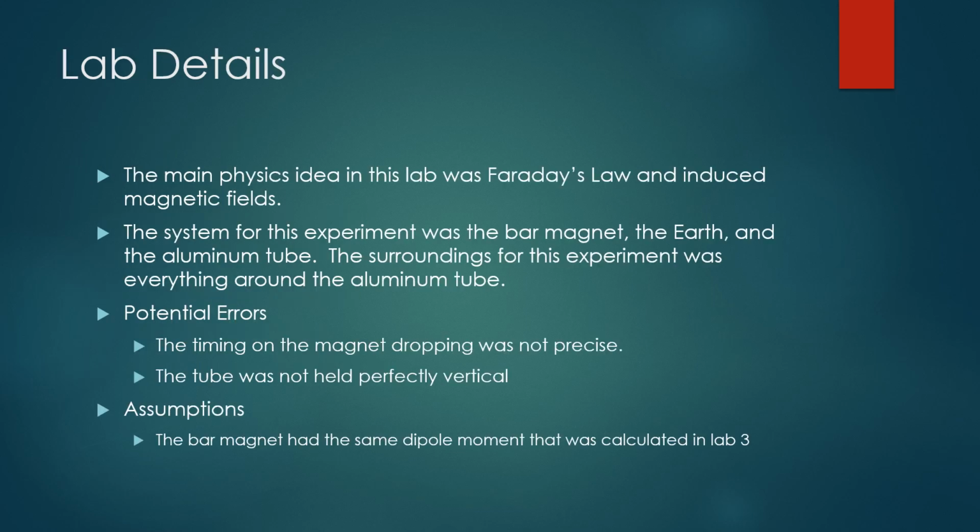The main physics idea in this lab was Faraday's law and induced magnetic fields. The system for this experiment was the bar magnet, the earth, and the aluminum tube. The surroundings for this experiment were everything around the aluminum tube.